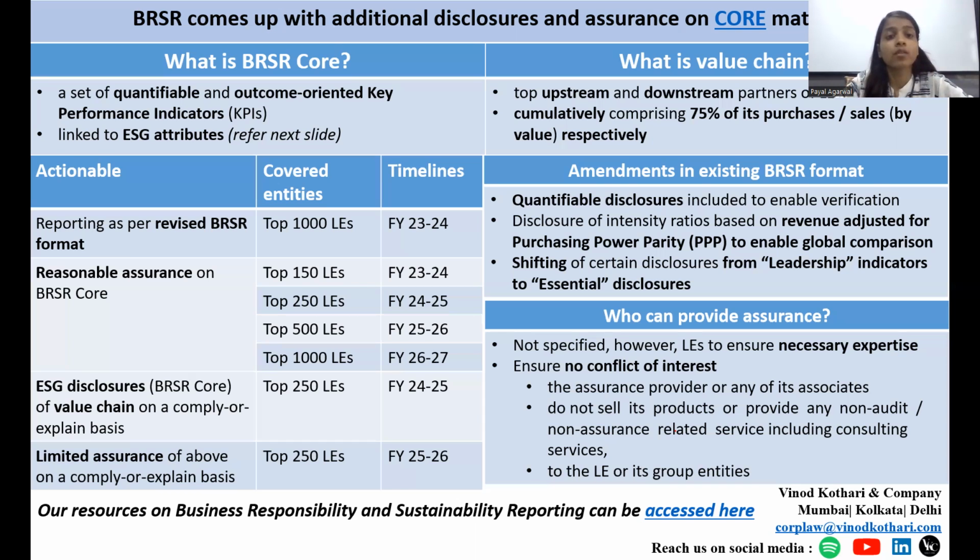Now, before we understand what the amendments and the actionables are, please note that we will be discussing these in four major heads. First of all, reporting as per revised BRSR format. Second is gaining reasonable assurance on the BRSR Core. Third is similar ESG disclosures, that is, disclosures on BRSR Core for value chain partners. And fourth is the limited assurance of disclosures made for value chain partners. Okay. Now, first we discuss the reporting as per revised BRSR format.